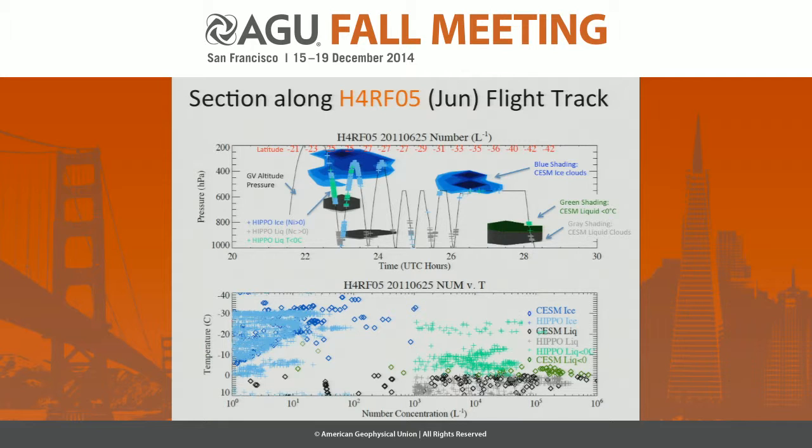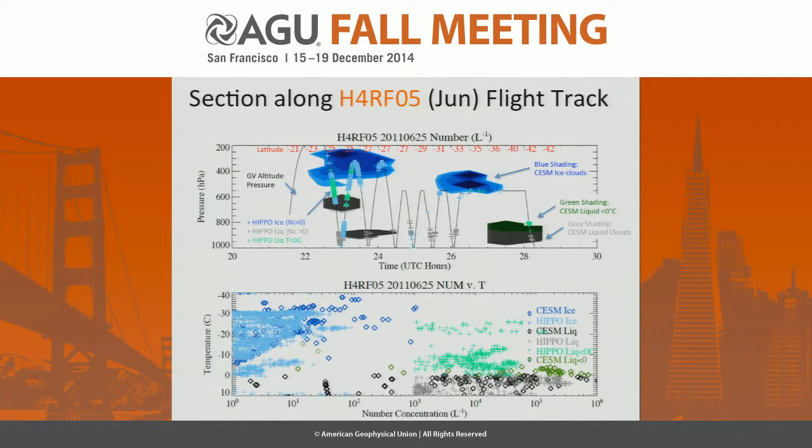And if you did a scatter plot of this, you can actually scatter plot the number. This is the presence of the condensate. This is the actual number concentration of the condensate. To get it on the same scale, this is 1 per cm cubed, and this is 1 per liter. So this is ice, and this is liquid.